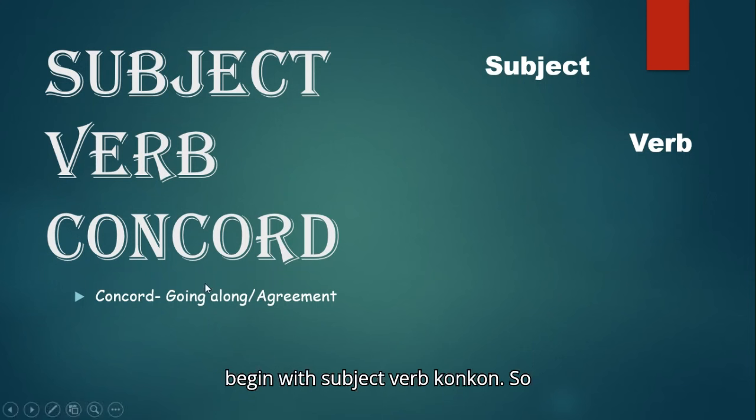So let's begin with subject-verb concord. So what exactly is subject-verb concord? So we know what's a subject in a sentence, a noun that does the work or around which the work revolves. Verb is the work done or the doing words. Now concord means going along or agreement. Basically, the verb depends on the subject.